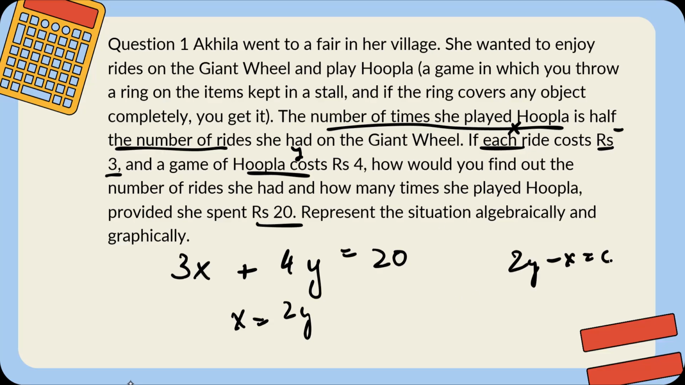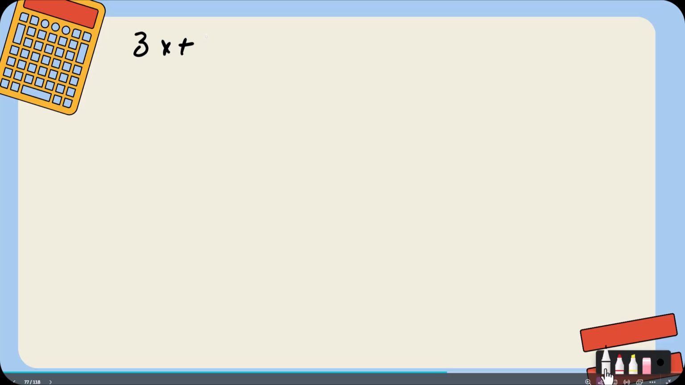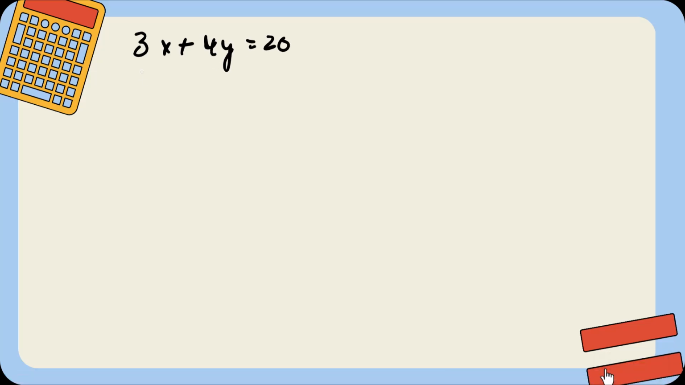You can solve this equation and get the answer for x and y. Or you can also do it graphically. Like represent the situation algebraically and graphically. So we have 2y minus x is equal to 0 and 3x plus 4y is equal to 20.